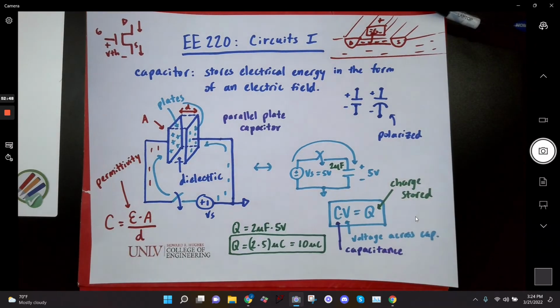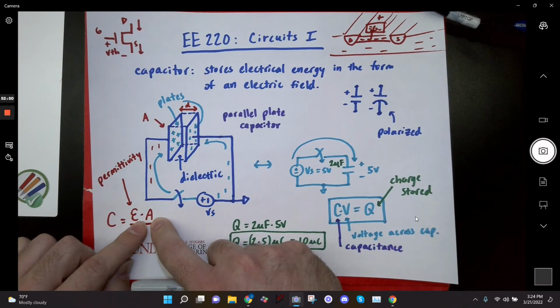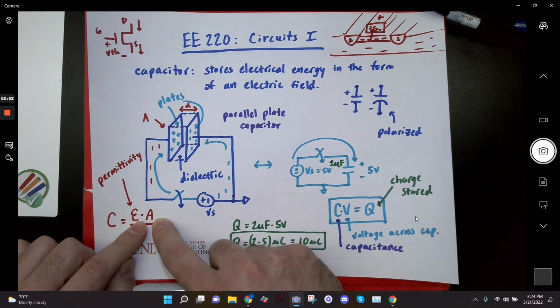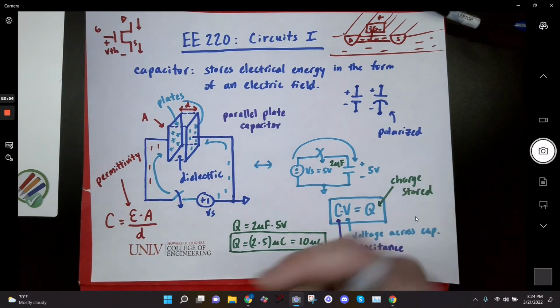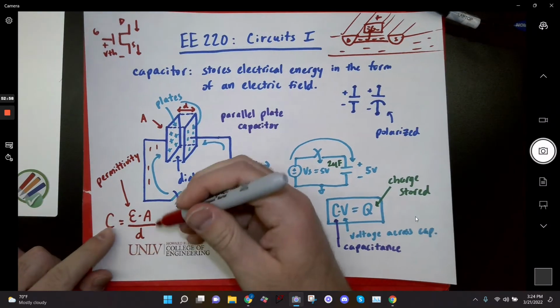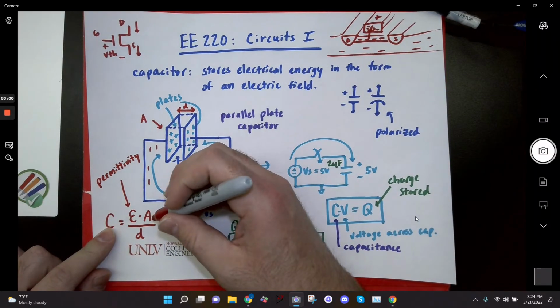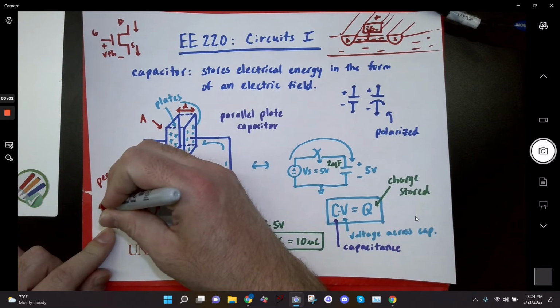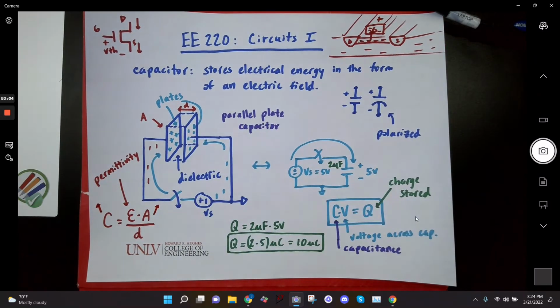So obviously what this means is that if I increase the area of the plates, the area of overlap, then my capacitance increases, right? Are we all familiar with proportionality? This C and this A are proportional. So if the area goes up, then my capacitance goes up, and that's basically because I can store more charge on the plates. If they're bigger, it's intuitive.